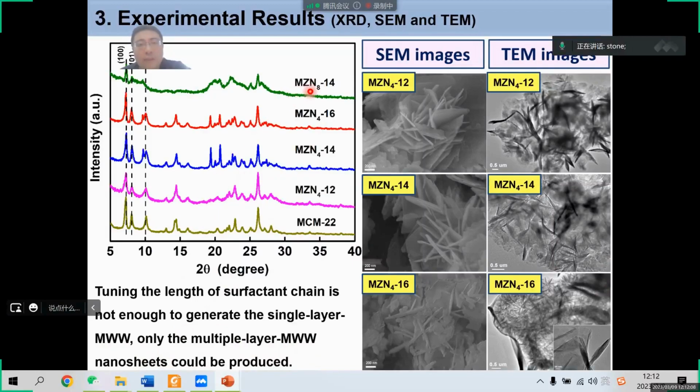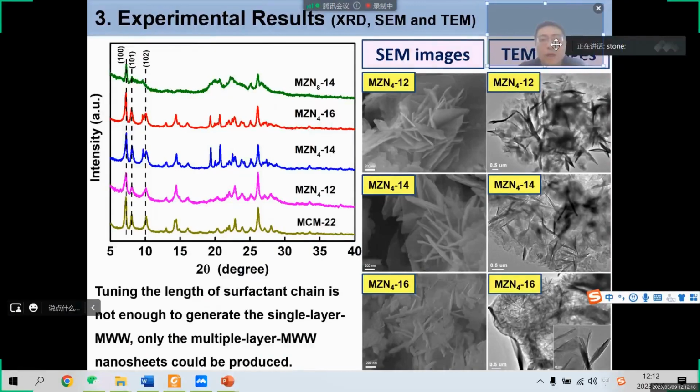But for MZN814, it exhibits different 101 and 102 peaks compared to the MCM-22 and MZN4 samples. So it means for MZN814, the single layer MWW zeolite could be produced. So this page gives the SEM and TEM pictures for the MZN4 samples. From this picture, we will find that MZN4 exhibits nanosheet morphology.